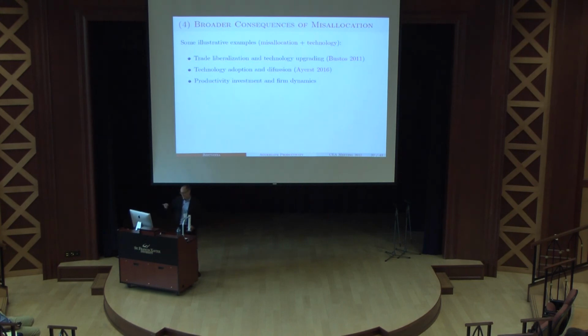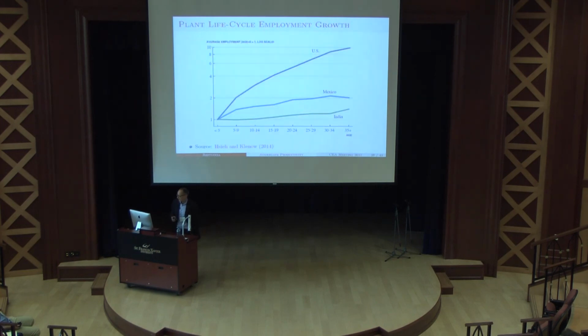And then there are papers that focus on productivity, investment, and firm dynamics. And I'll end with this. So when you think about the firm dynamics, one of the striking pieces of evidence, and this was brought up by Hsieh and Klenow, is that when you look at the life cycle of plants, it's a very different world when you look at the US, where plants start small and then they grow about a factor of 8 times in the manufacturing sector, versus something like Mexico, which is only an increase of 2-fold, or India, where basically firms start at some size and they just stay there.